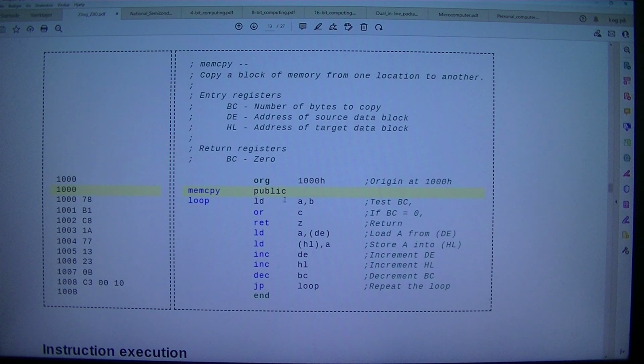MEMP public. Loop: LD A,B, test BC. OR C, if BC equals 0. RET Z, return. LD A,(DE), load from DE. LD (HL),A, store into HL. INC DE, increment DE. INC HL, increment HL. DEC BC, decrement BC. JP loop, repeat the loop.